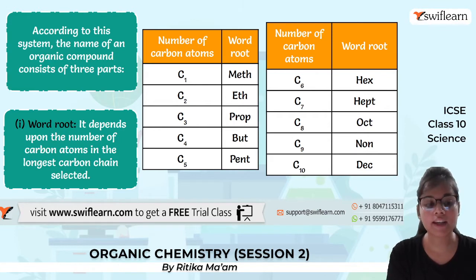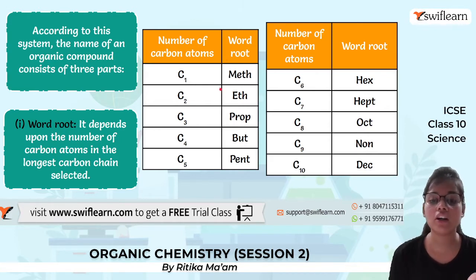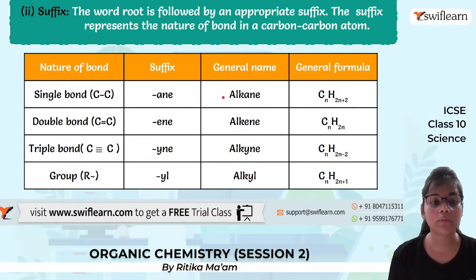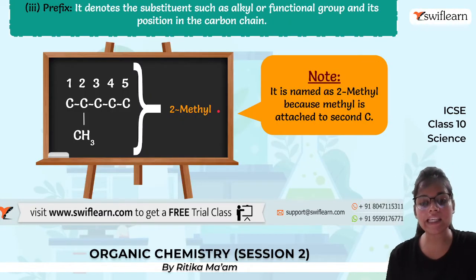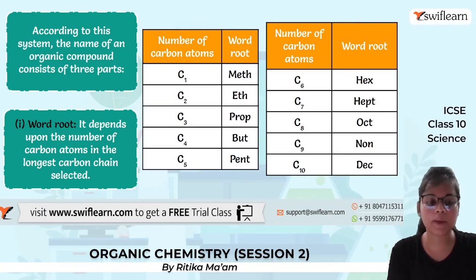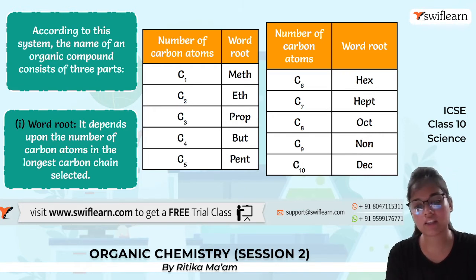According to this particular system, there are some rules that we must follow to name any molecule. The first thing is the word root, the second thing is the suffix, and the third thing is the prefix. Now we are going to see what each of these is. Word root depends on how many carbon atoms are present in the longest chain that we are selecting.